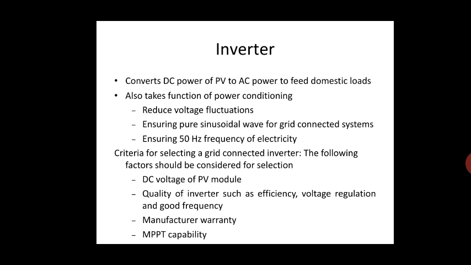That is the DC voltage of the PV module. We have to see which type of DC voltage the PV module has. So the PV module DC voltage will vary. For 500 watt it is 12 volt, for 1000 watt it is 24 volt, and for 2000 watt it is 48 volt.